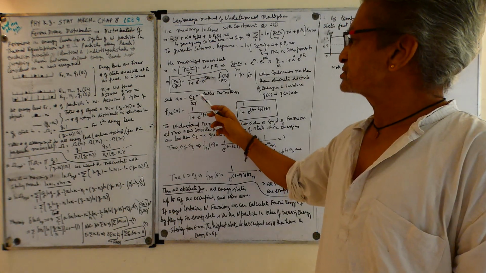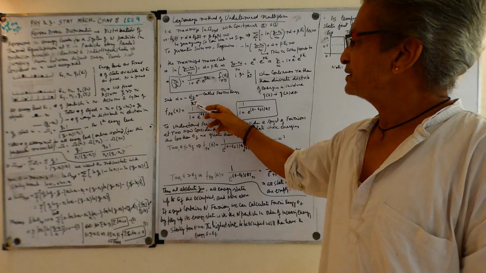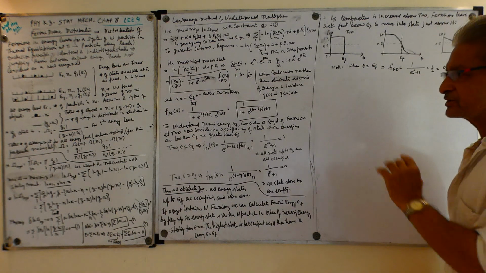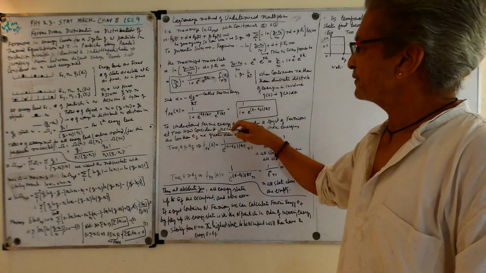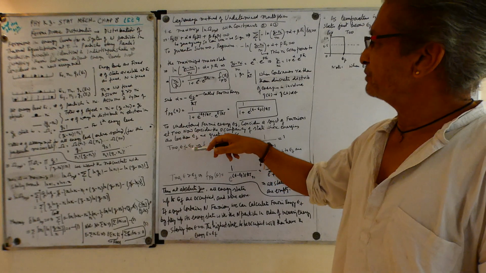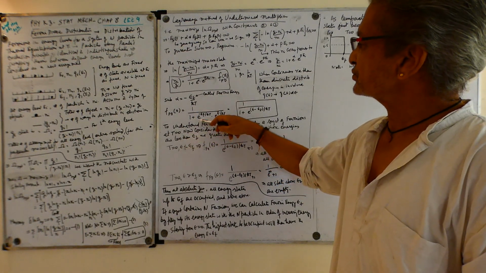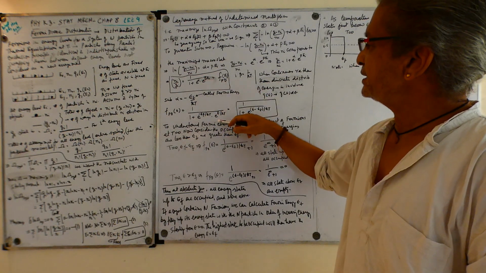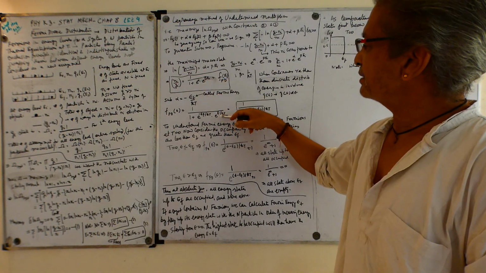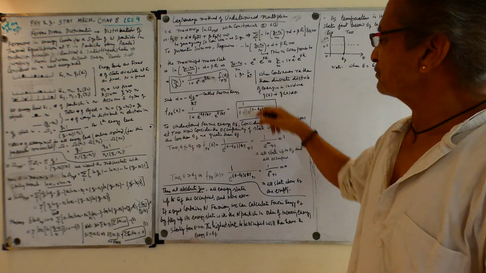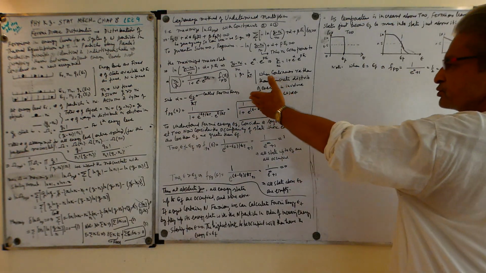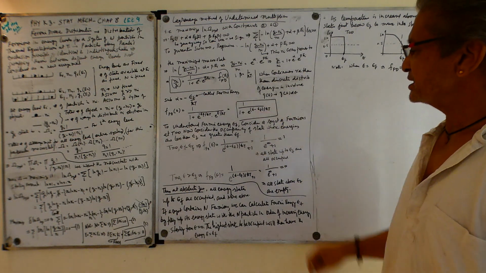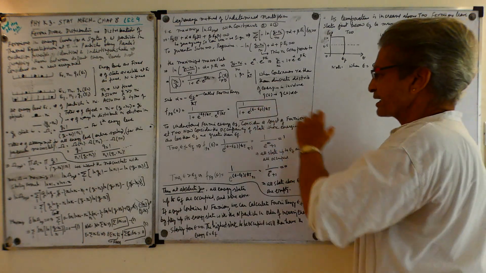I'm going to take alpha equal to minus E_F divided by kT, where E_F we call the Fermi energy. I'm just going to make the substitution over here. So the Fermi-Dirac distribution becomes 1, and this alpha is minus E_F divided by kT, and this is your E divided by kT, because beta is 1 over kT. So it becomes 1 over 1 plus e to the power (E minus E_F) divided by kT. So that's my Fermi-Dirac distribution.